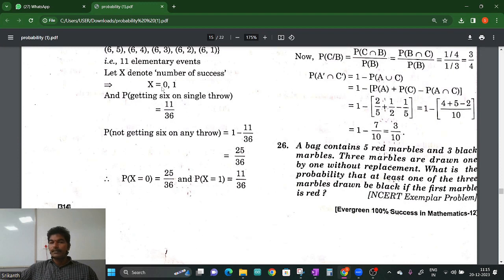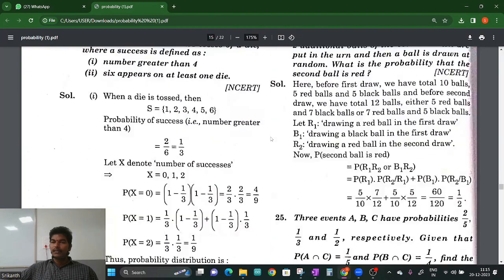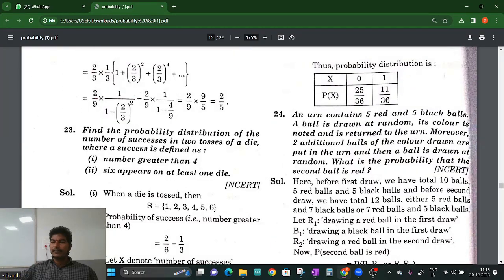So what are the choices? X denotes the number of successes. The choices are either 0 or 1. Why 0? Because no die shows 6. Or one die will show 6. So 0 and 1 are the only possible values. So create the table for 0 and 1 like this. Can you do this? Do it yourself. Had you copied this question?